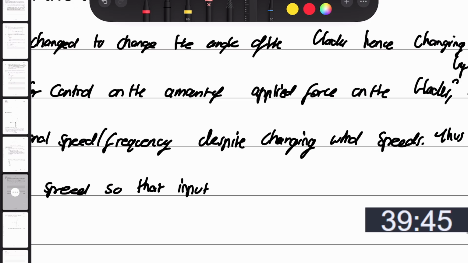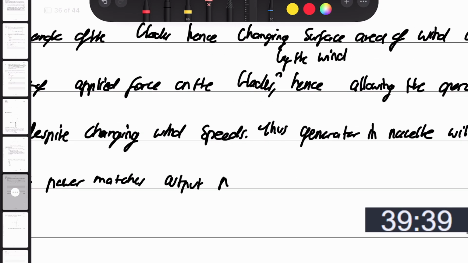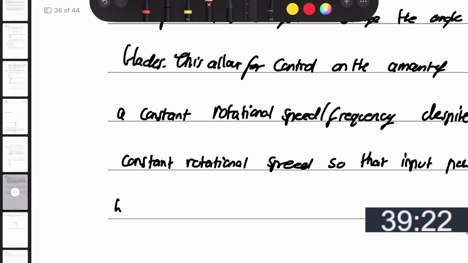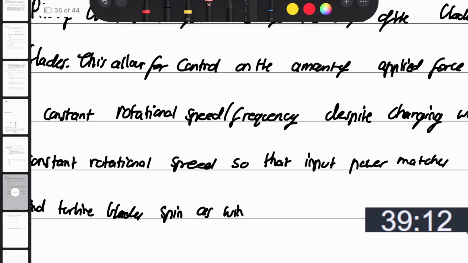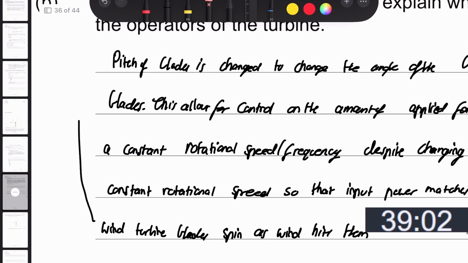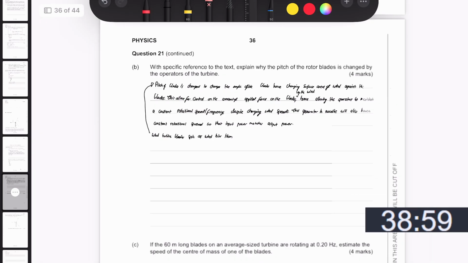I'm just going to say this blankly so that input power matches output power. Maybe I'll say here, wind turbine blades spin as wind hits them. Let's put that at the start. Okay, I'm just going to move on.